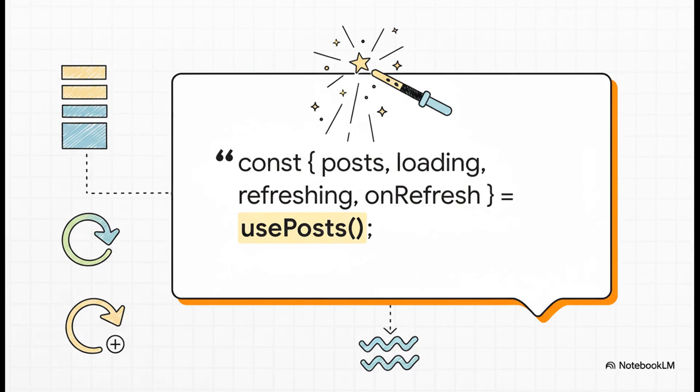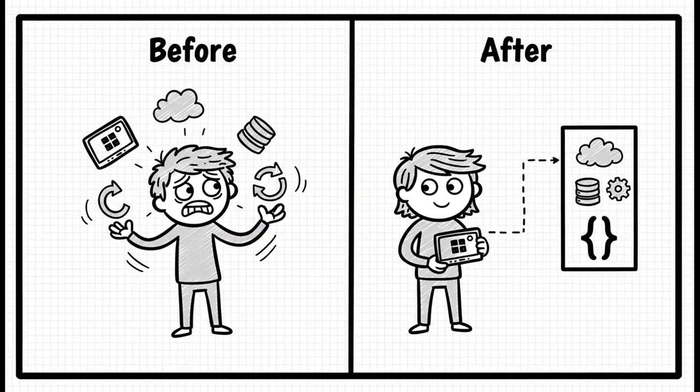And there it is. That's it. That's the magic. Our screen component now just calls usePosts, and boom, it gets everything it could possibly need handed to it on a silver platter. The posts, the loading status, the refreshing state, and the onRefresh function. It has no idea how it gets them, and it doesn't care. It just trusts the hook to do its job. How clean is that? I mean, the difference here is just night and day.